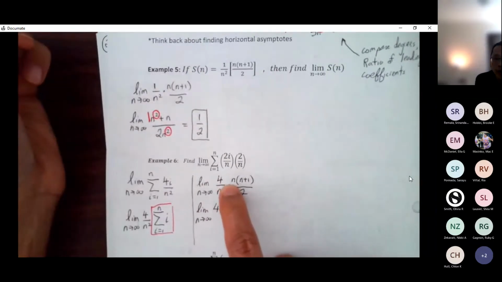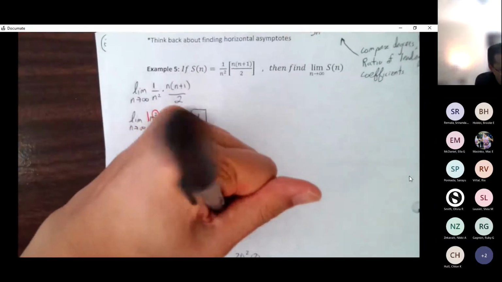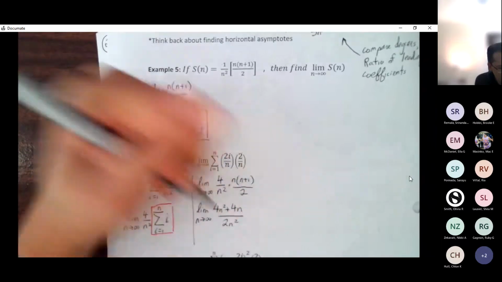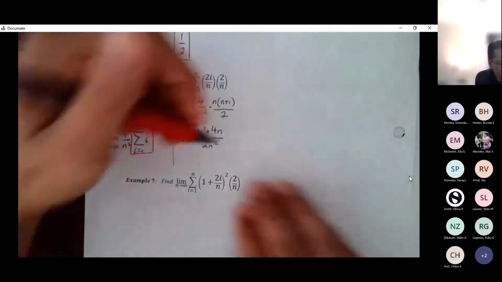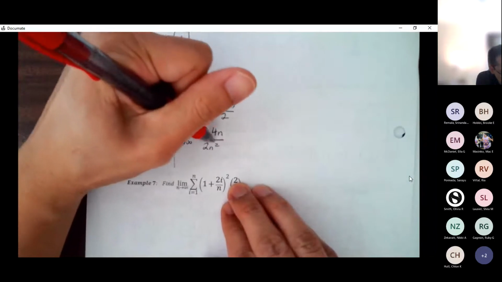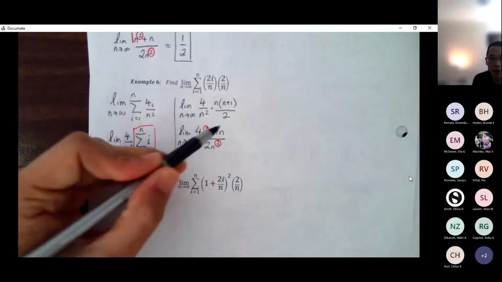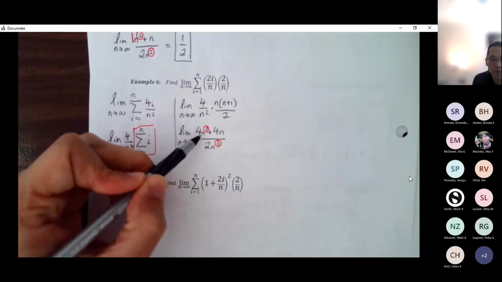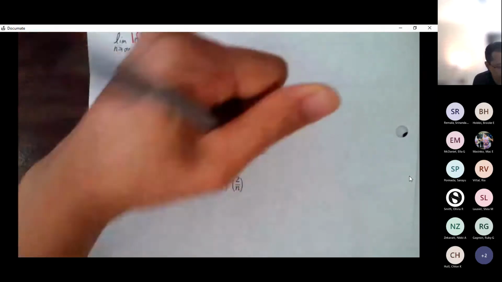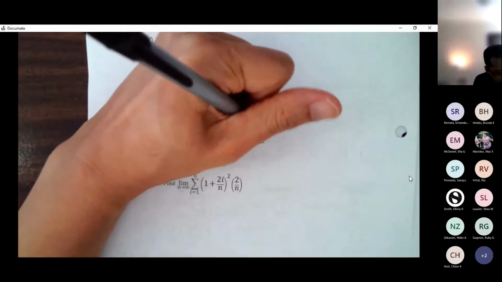So I'm distributing the 4n through the n plus 1, so I get 4n squared plus 4n all over 2n squared. Right, so we see the degrees, they do match. So we simply take the ratio of the coefficients. The 4n is not going to play a role, only the terms for the n squared. Okay, so 4 over 2 is just going to be 2. That's our limit.